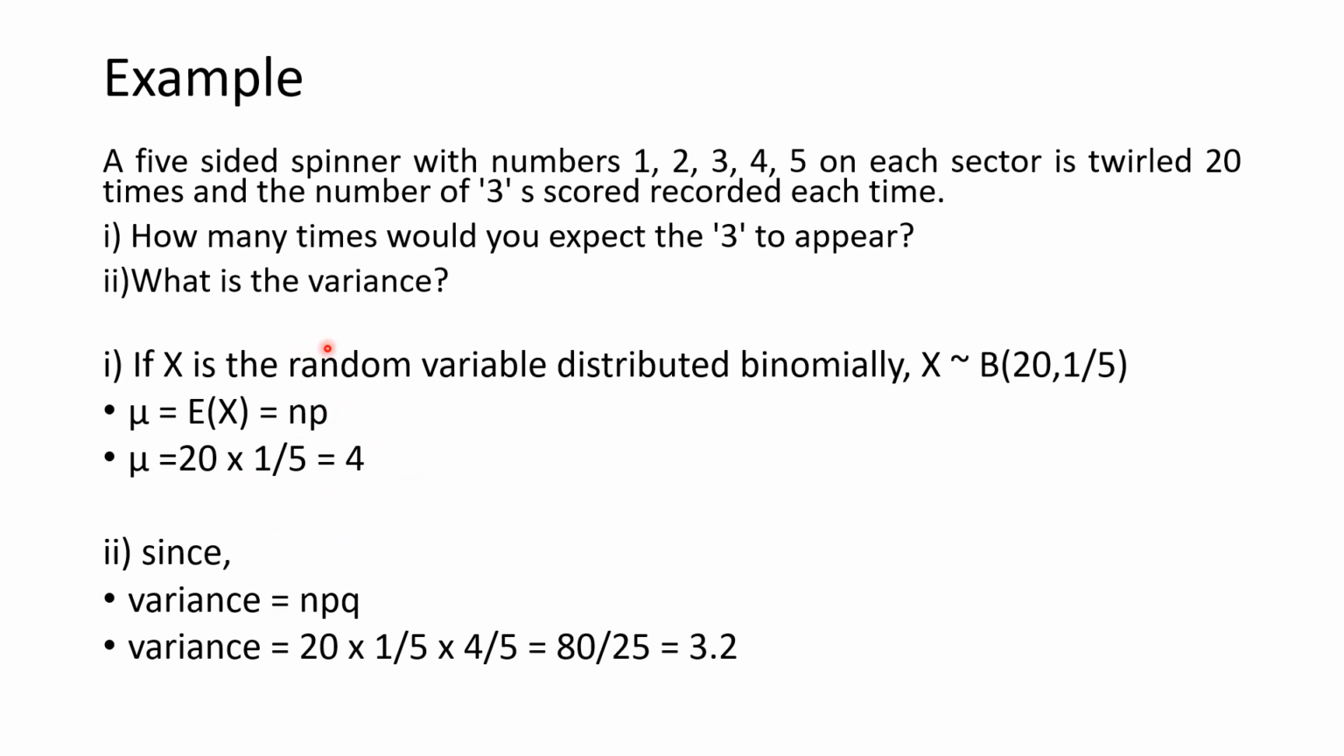The second part requires you to get the variance. Variance is simply NPQ. N is 20, P is 1 out of 5, and Q is 1 minus 1 out of 5, which is 4 out of 5. You'll arrive at your variance value, which is 3.5.